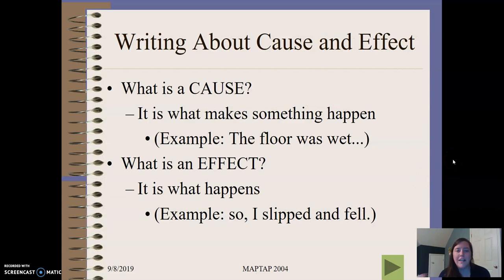So as I just exemplified here, a cause makes something happen. There's action in cause and effect. The effect is whatever happened. The floor was wet, so I slipped and fell. The floor being wet is the cause. Slipping and falling is the effect. Pretty basic.